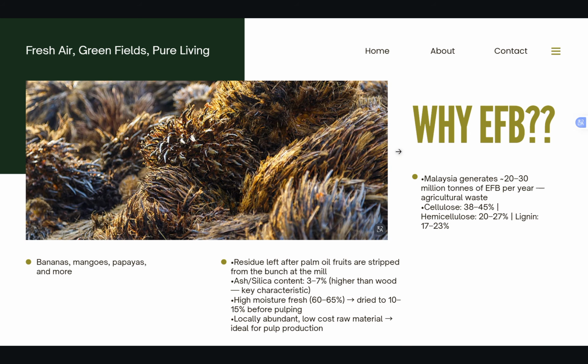So, why do we choose EFB? First, it is abundant in Malaysia, as you can see, with around 20 to 30 million tons produced every year. Second, it has a high cellulose content, around 38 to 45%, which makes it suitable for pulp production. However, it also has some challenges. For example, it contains higher ash and silica compared to wood, and it has high moisture when fresh. Overall, it is low cost, widely available, and sustainable, making it a strong alternative to wood-based materials.